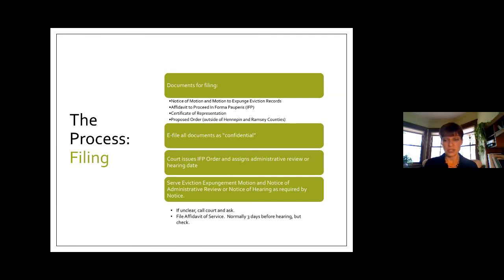This administrative review is new to this post-COVID time, and I think it's a positive change in court procedures, which we'll talk a little bit more about why that is. And then you want to make sure you're going to serve the eviction expungement motion and notice of administrative review or notice of hearing as required by the notice. And it's a relatively new process. Hennepin's been doing these for a couple months, Ramsey maybe a couple months too, Anoka is going to get started.